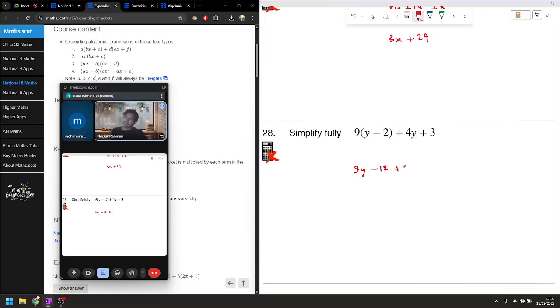And then I have plus 4y plus 3 outside the bracket. So 9y plus 4y, both are positive, so I add them together. That gives me 13y. And minus 18 plus 3, they're different signs, so I have to take them away, so I get 15. And the minus is the bigger number, so the answer will be minus 15.